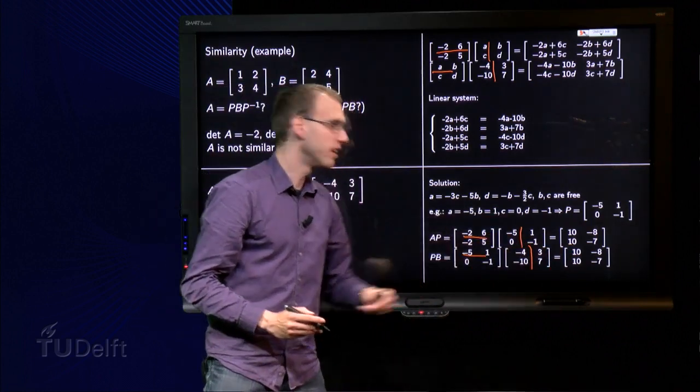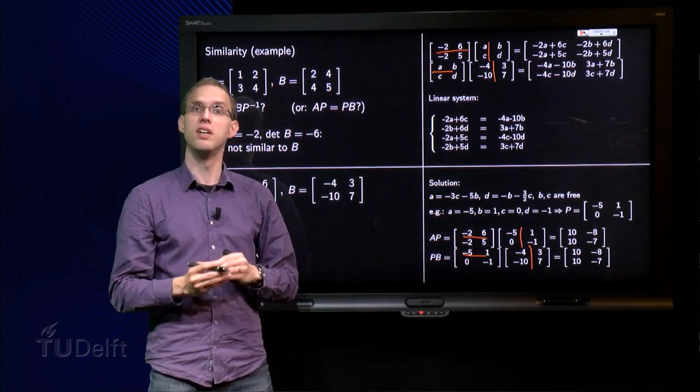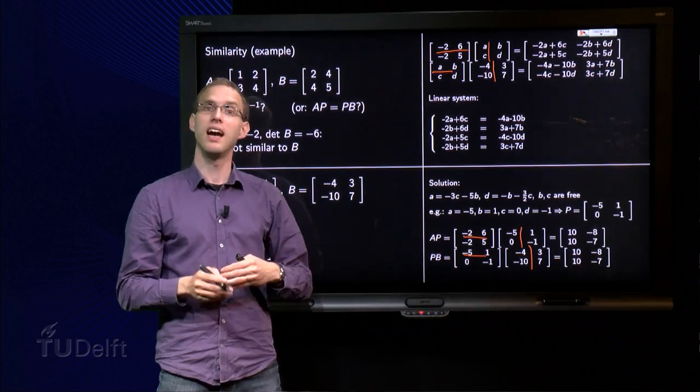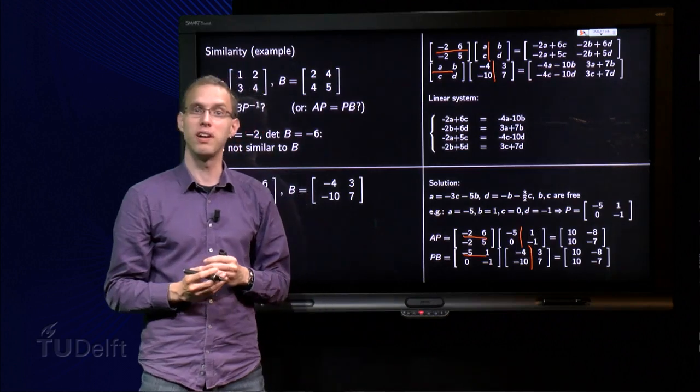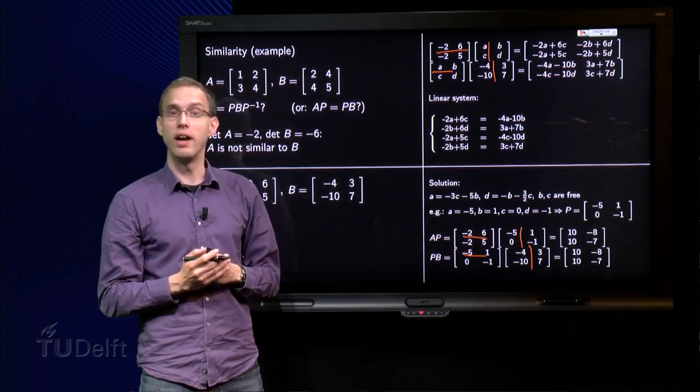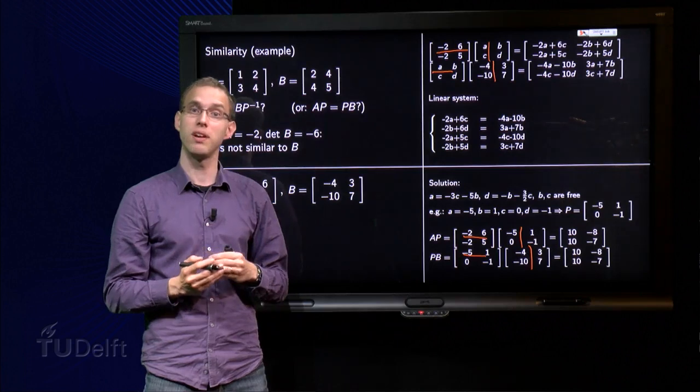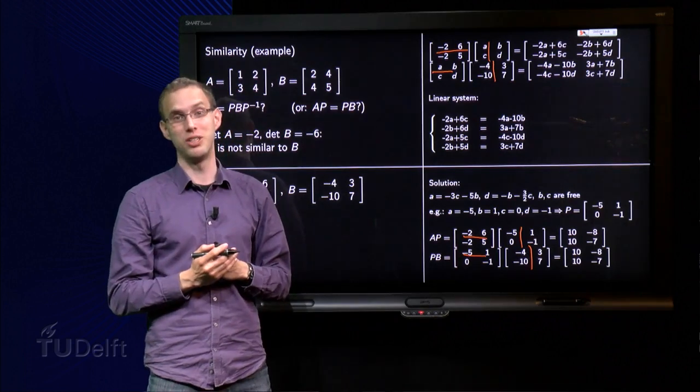And we see indeed A times P equals P times B. So we didn't make any mistakes. And indeed we have found out that this matrix A and this matrix B are similar. So you see, this is a way to figure out whether matrices are similar, but it's quite a lot of work, as you have noticed.